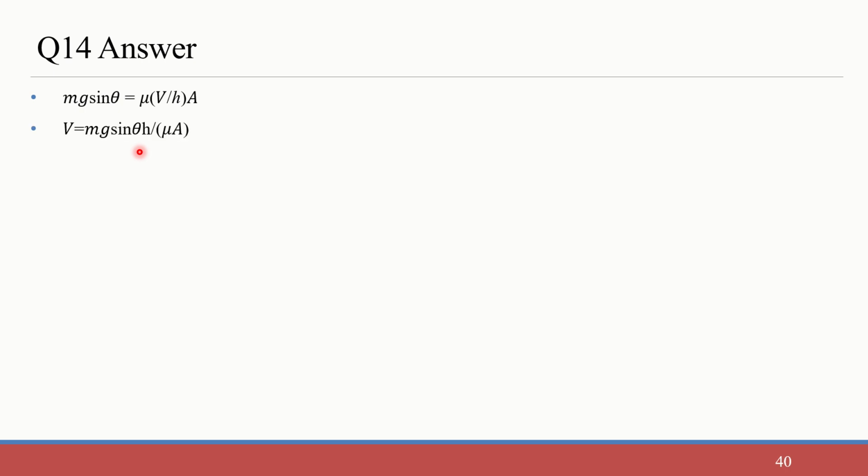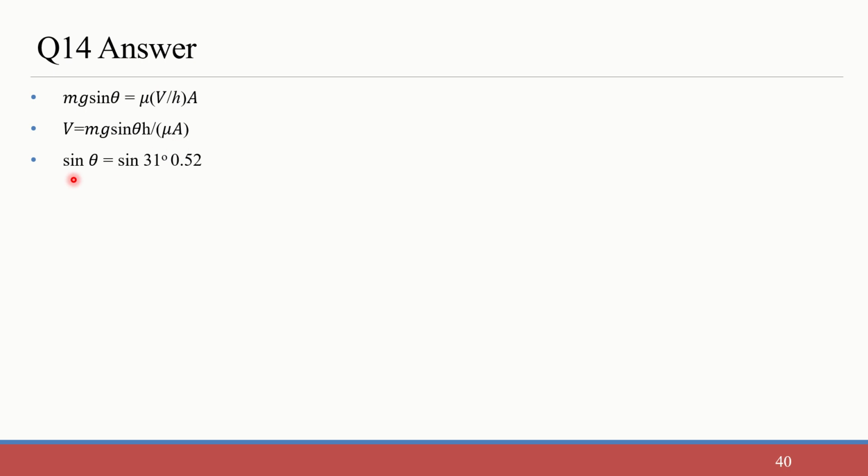So we are just substituting back. mg sine theta is equal to mu into v by h into A. And what will v be? We take the rest of the terms to the other side. So v is equal to mg sine theta into h. h is in the denominator, so it goes to the numerator. Divided by mu into A. Whichever are in the numerator go to the denominator. So v is equal to m into g into sine theta into h by mu A.